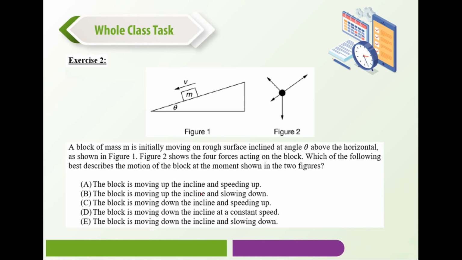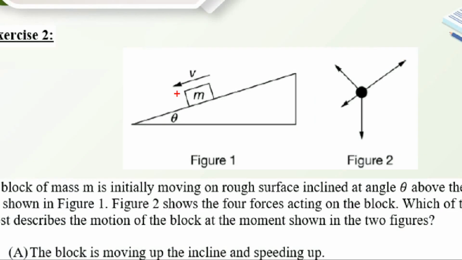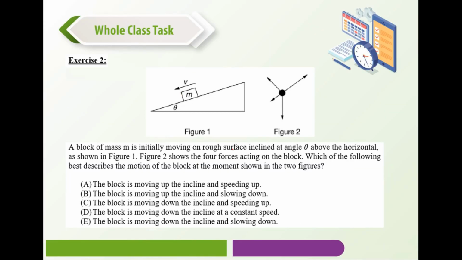Exercise 2. A block of mass m is initially moving on a rough surface inclined at an angle theta above the horizontal, as shown in figure 1. Then basically in figure 1 we have a block of mass m initially moving down the ramp. This is the velocity vector. Figure 2 shows the 4 forces acting on the block. Which of the following best describes the motion of the block at the moment shown in the 2 figures?